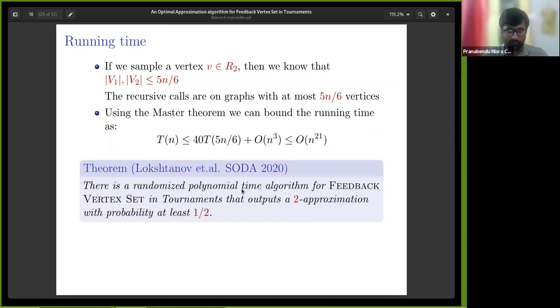And this is our result, essentially, that there is a randomized polynomial time algorithm for feedback vertex set in tournaments that outputs a two approximation solution with probability at least half. So in our paper, we actually also show this for the weighted version of the problem. That requires some more work and some more tricks. Also, the running time goes up a little bit.